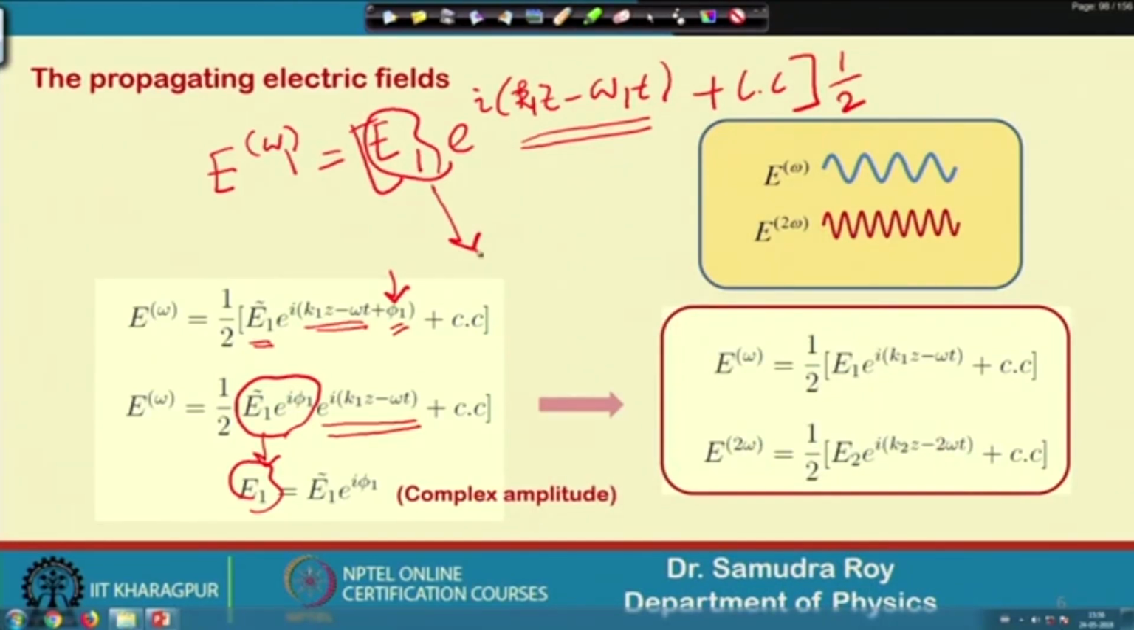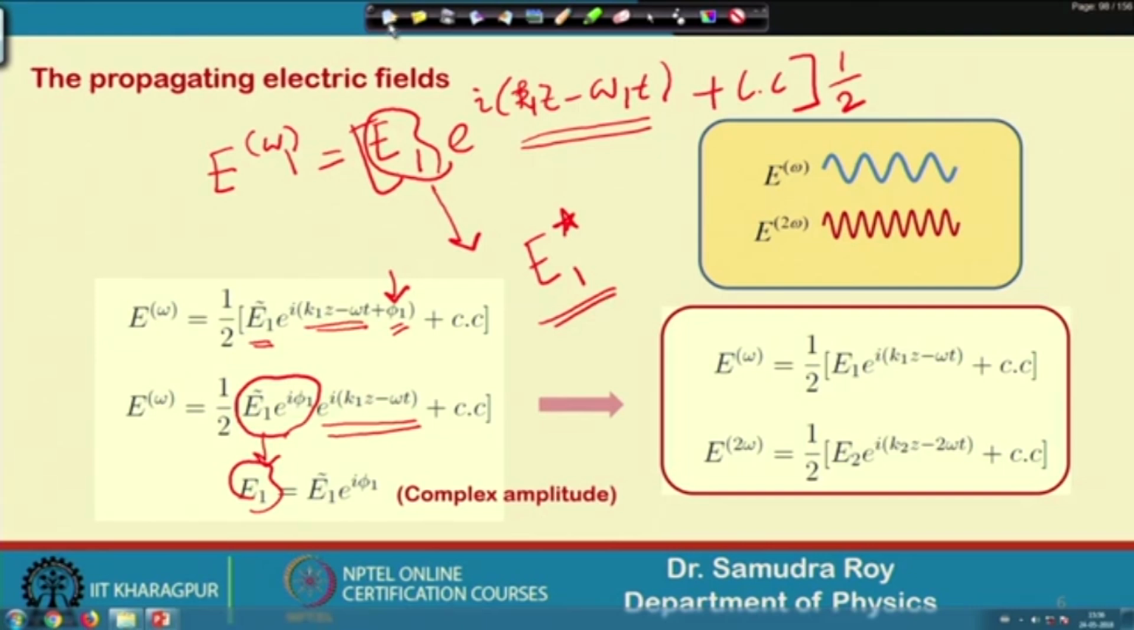So, in the future we may have terms like E1 star. This term gives you the idea that E1, which is essentially the amplitude, may have some phase associated with it. That is why it is complex.